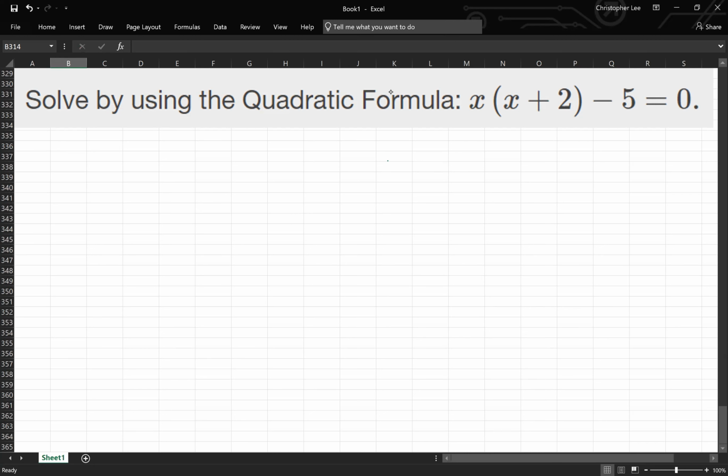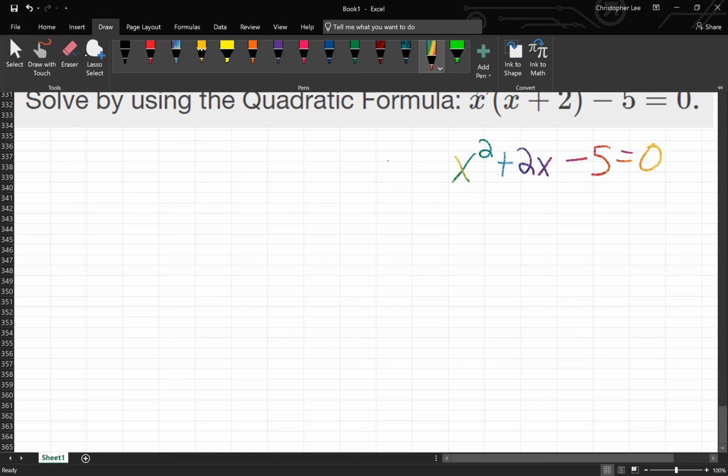All right, let's take a look at this real quick. So remember, my goal here is to get it into standard form first. So what am I gonna do? I'm gonna distribute this to both sides. So what do I have? I have x squared plus 2x minus 5 is equal to 0. That's standard form right there, right?